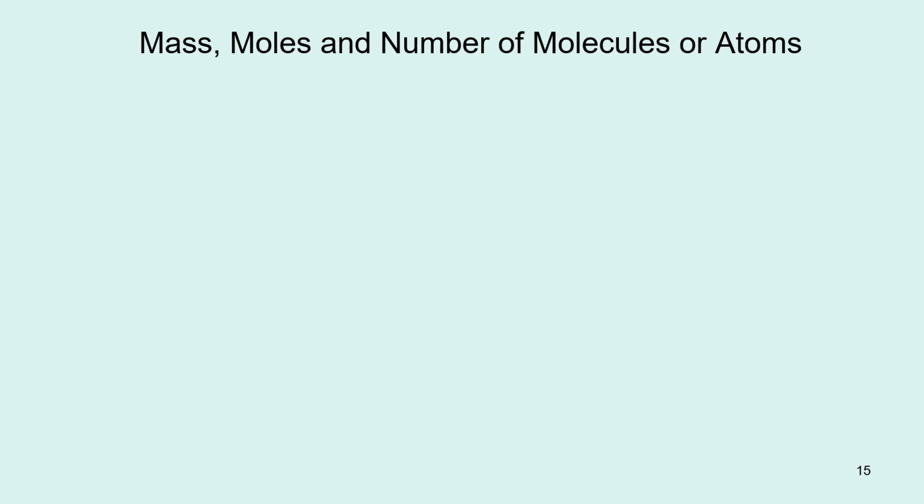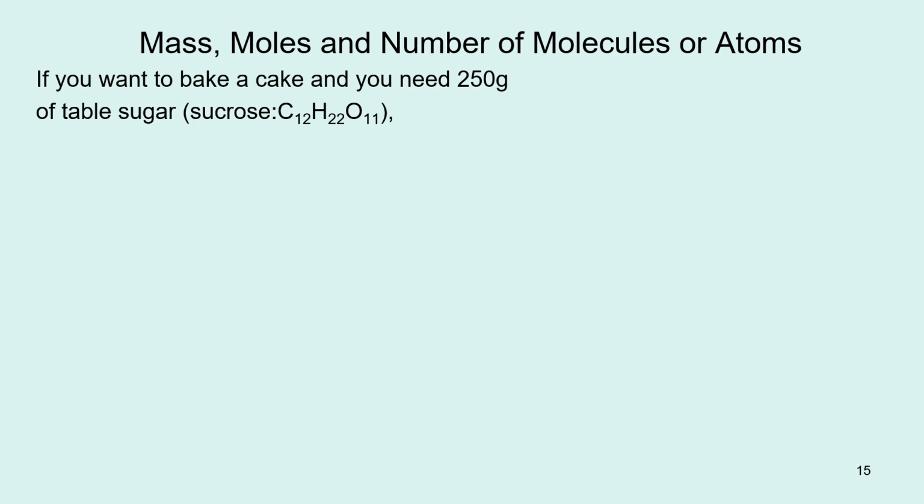All right, let's do one more example. And we're even going to take it a little step further. Let's say we want to bake a cake and we need 250 grams of sugar. We're just going to assume sugar is all sucrose, which it probably is, but let's just make that assumption. Sucrose, C12H22O11.